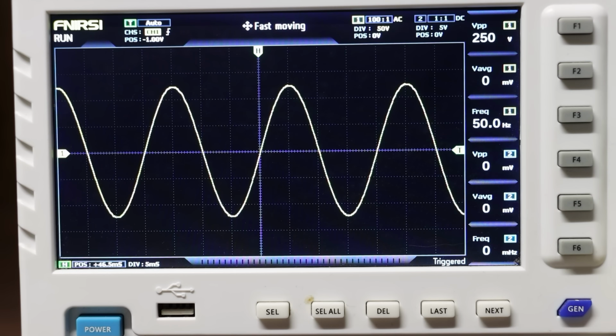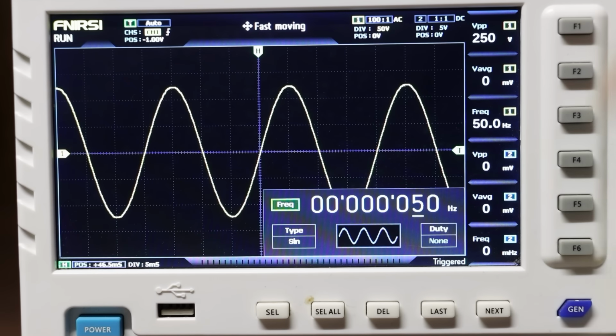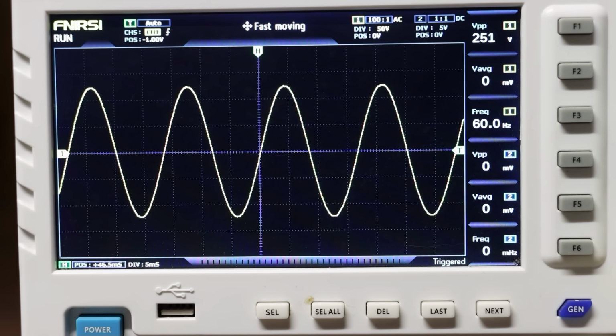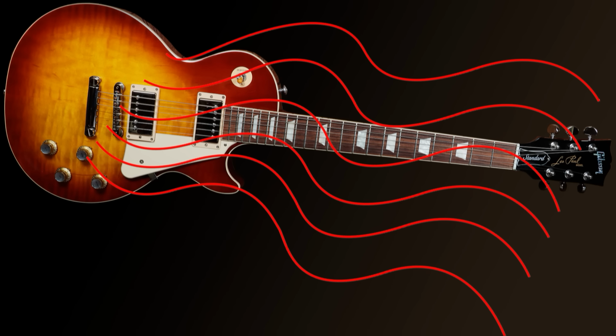The most common kind of noise guitarists come across is mains hum, which sounds like this. Or, in some countries, it sounds like this, which is a slightly higher frequency. It's between 50 and 60 Hz basically. The reason we call this mains hum is because this is the frequency your mains electricity is modulated at.